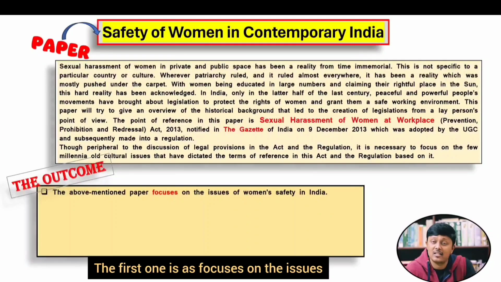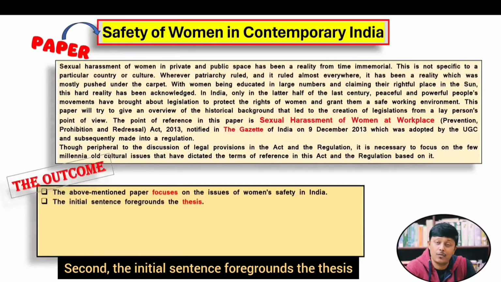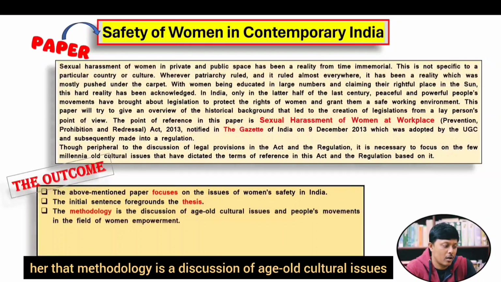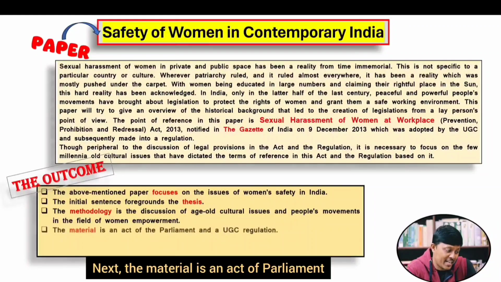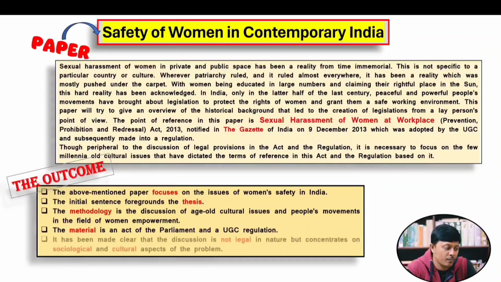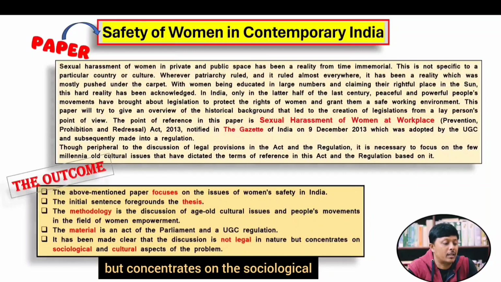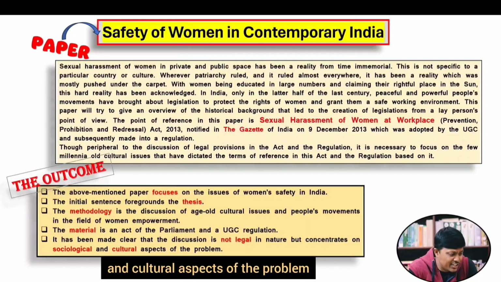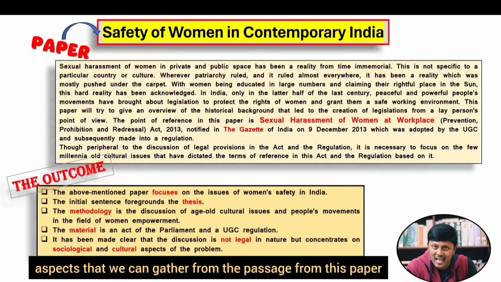The first one is that it focuses on the issues of women's safety in India. Second, the initial sentence foregrounds the thesis. Third, the methodology is a discussion of age-old cultural issues and people's movements in the field of women empowerment. Next, the material is an act, parliament, and UGC regulation. It has been made clear that the discussion is not legal in nature but concentrates on the sociological and cultural aspects of the problem. These are the aspects that we can gather from the passage from this paper.